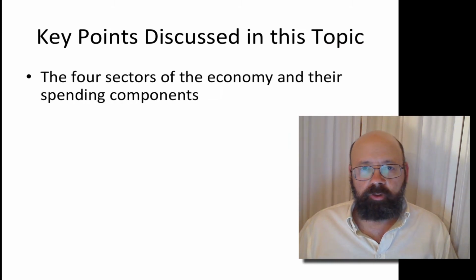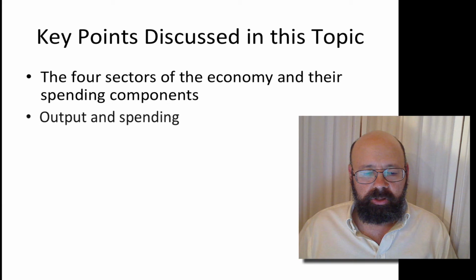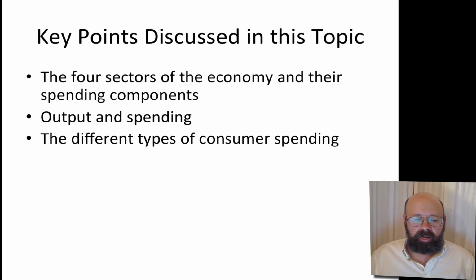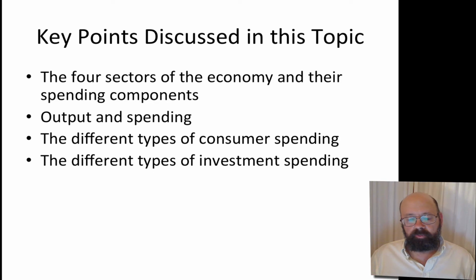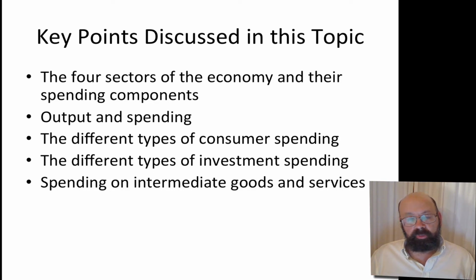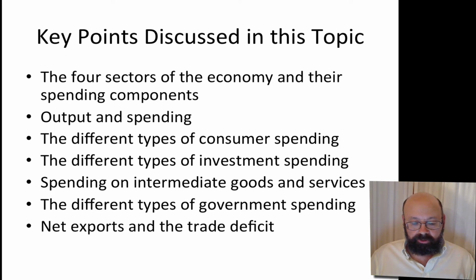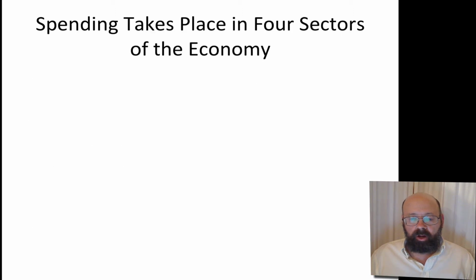Here are some of the key points I'm going to try to get across in this presentation. The first point is what are the four sectors of the economy and what are their corresponding spending components. The second point I want to get across is the relationship between output and spending. There's an equation I'm going to show you that you're going to see throughout the semester. And then I want to talk about the different types of consumer spending, the different types of investment spending, spending on intermediate goods and services, as well as the different types of government spending, as well as net exports and the trade deficit.